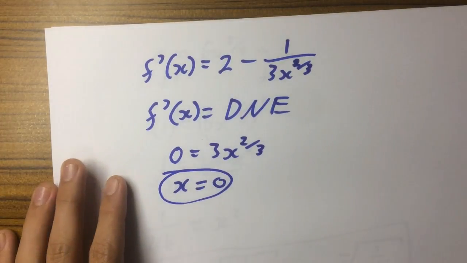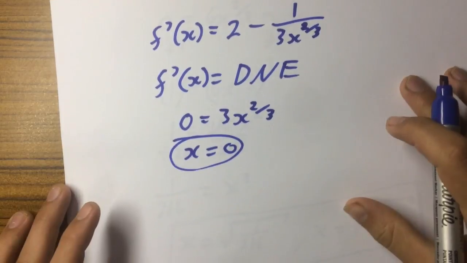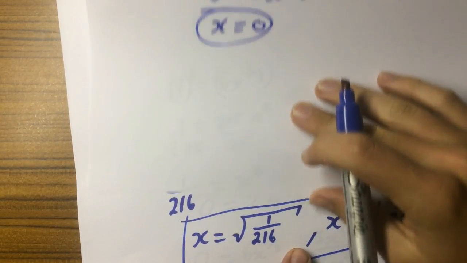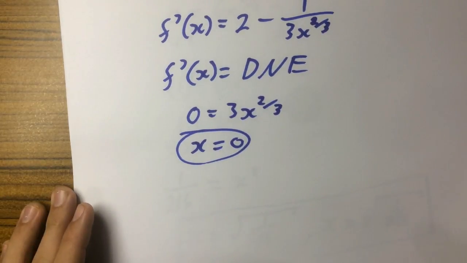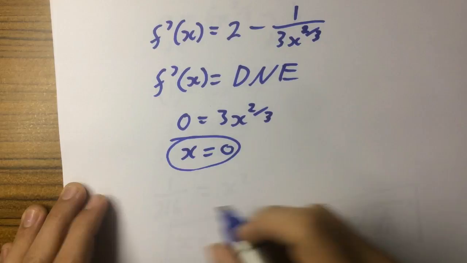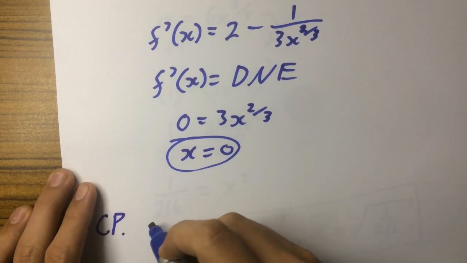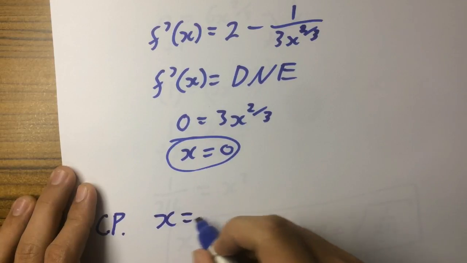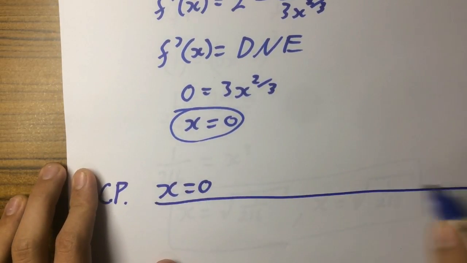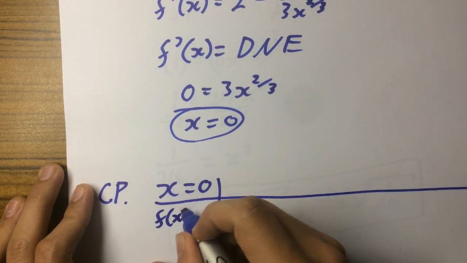So this is our other critical number. Now what we're going to do is sub this number and these two numbers and the domain, which is -1 to 1, into our critical points test. So for our critical points test, we take the x values, the critical points, and we sub them back into the original function.